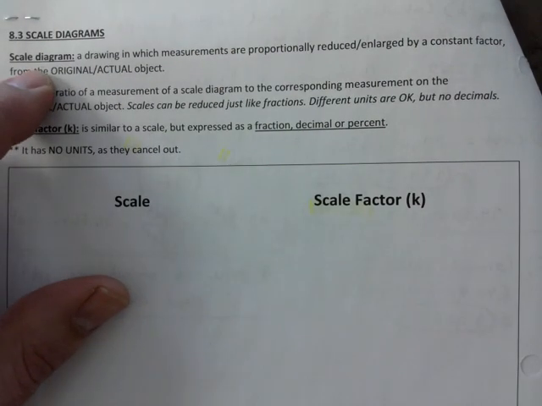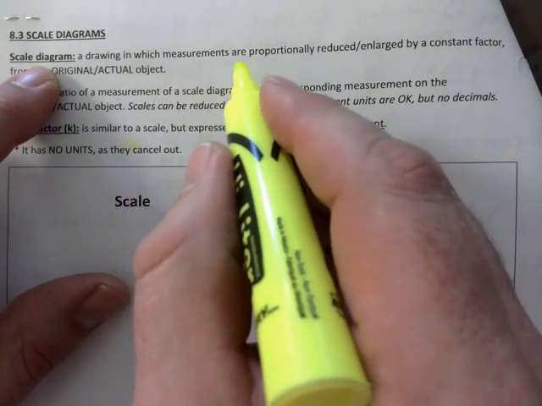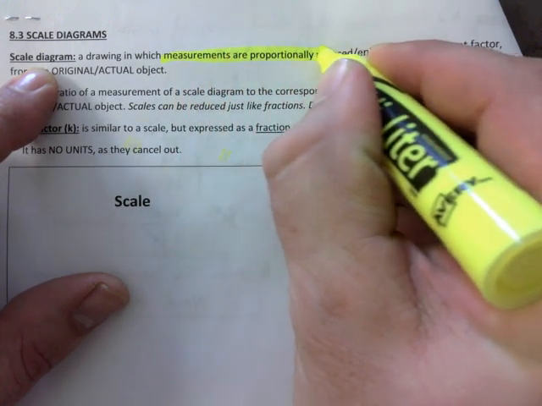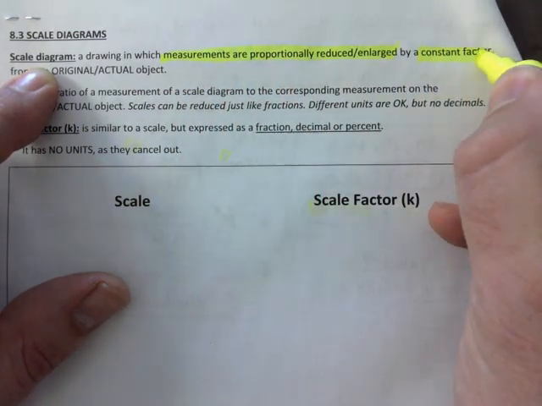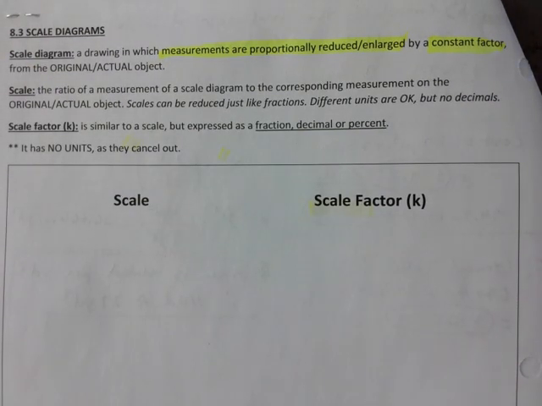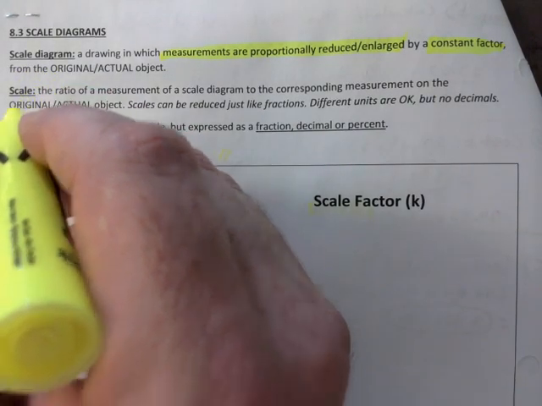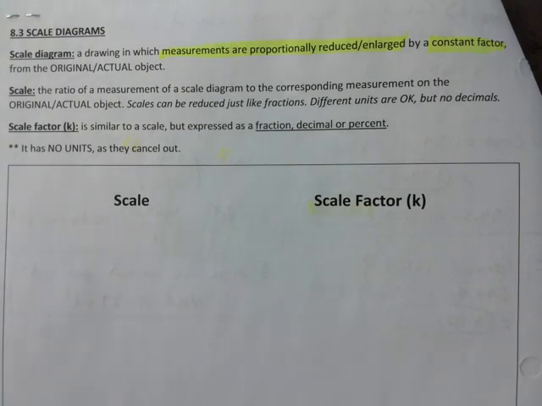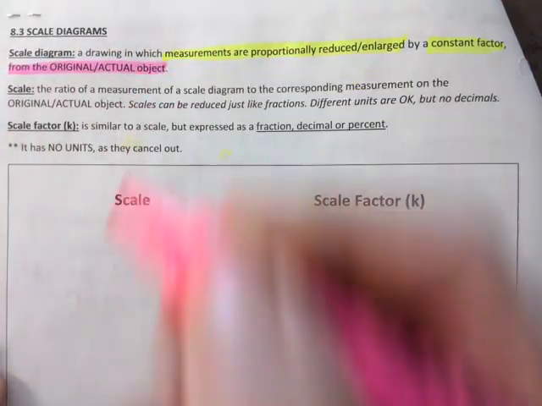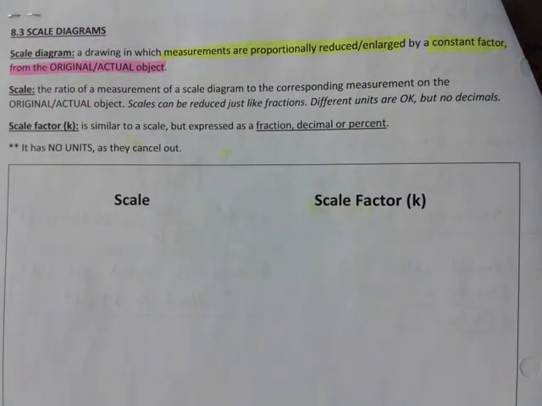What is a scale diagram? Some definitions, right? A drawing in which the measurements are proportionally reduced or enlarged by a constant factor. Every dimension is affected by the same amount. Maybe I'll use a different color for this one, but it is from the original. It's always based on the original. What happened to the original slash actual? And the scale diagram answers that question.